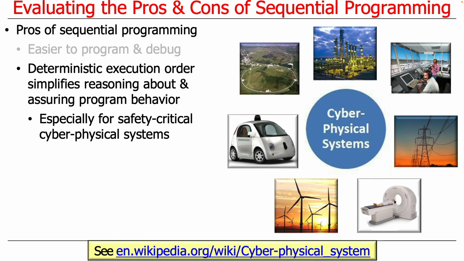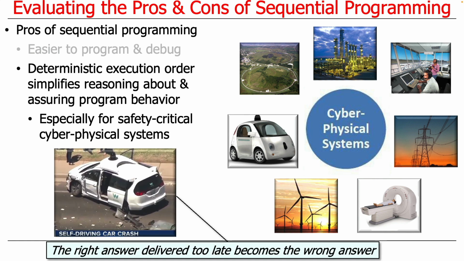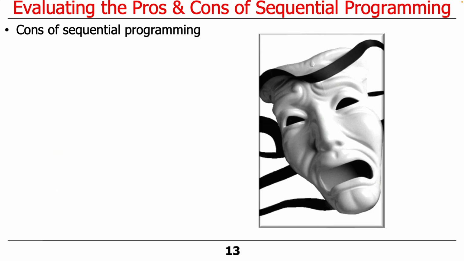And nowhere is this more true than in safety-critical cyber-physical systems, where the right answer delivered too late becomes the wrong answer. And here's a good example, which I've seen before. Self-driving cars, which are nice at one level, can get overwhelmed by sensor input, and if they're not programmed correctly, things go awry, you have accidents, bad things happen. Of course, it used to be that when you had an accident, it was the driver's fault, and now when you have an accident, it's the software's fault or the hardware's fault. So it changes the focus on who's to blame, who's liable.